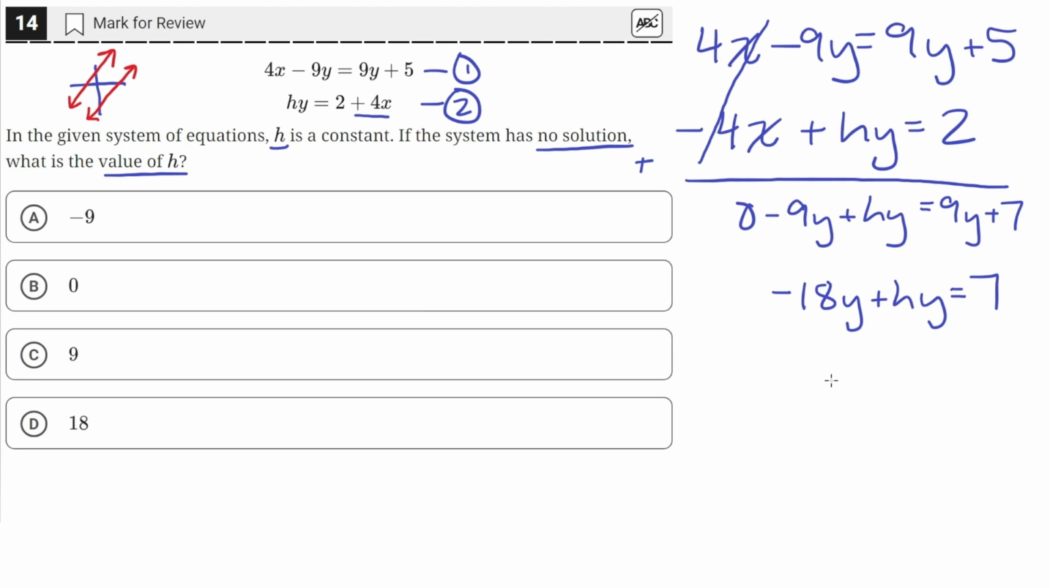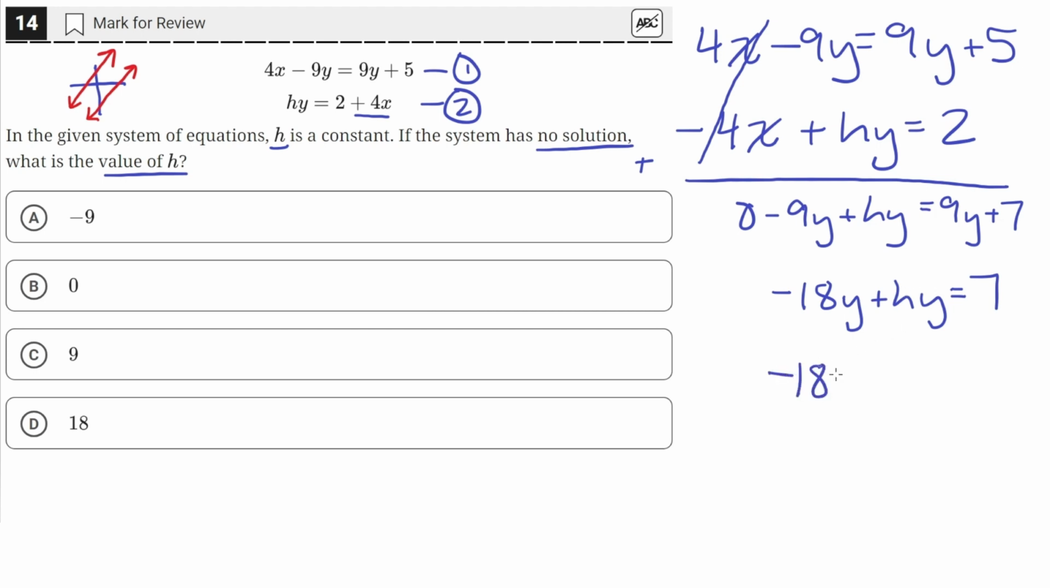So now we need to change this equation such that we get an equation that's not true. So we need to somehow cancel out the y's here. So we need to choose an h value accordingly so that this 18y gets canceled out. And we can do that by setting h equal to 18.